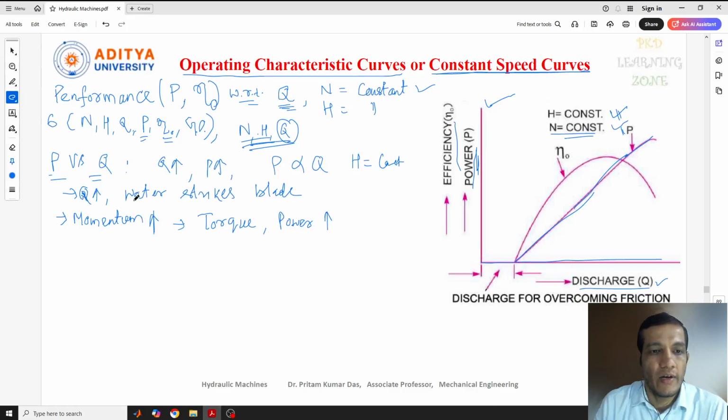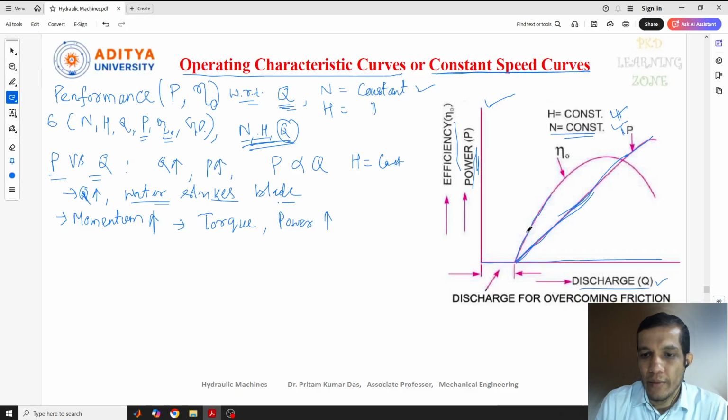Similarly, when more water is supplied, the water strikes the blade at a higher rate, so more momentum transfer happens. Now you can see at the starting, if you look at the curves, both started increasing. Efficiency I'll tell you later. First we can see this one, power.